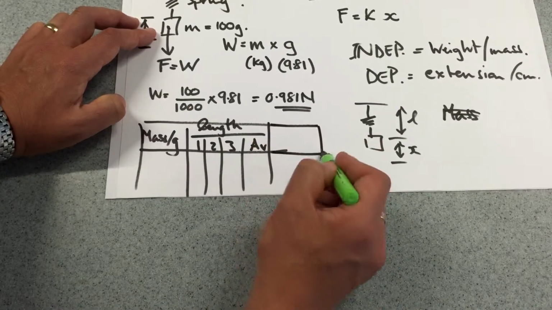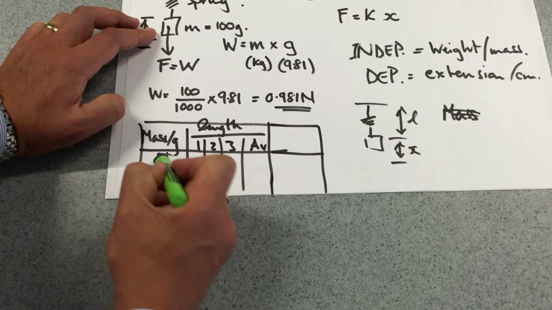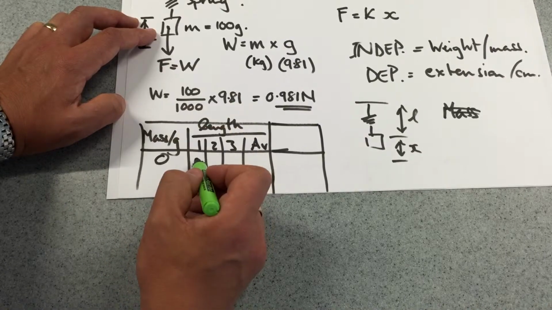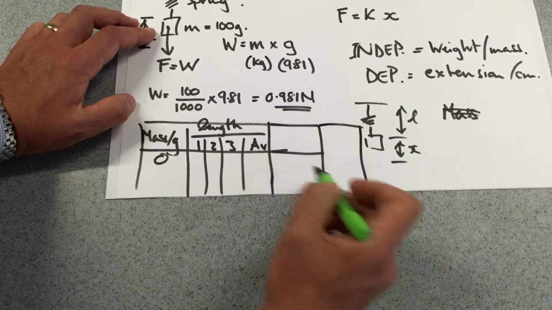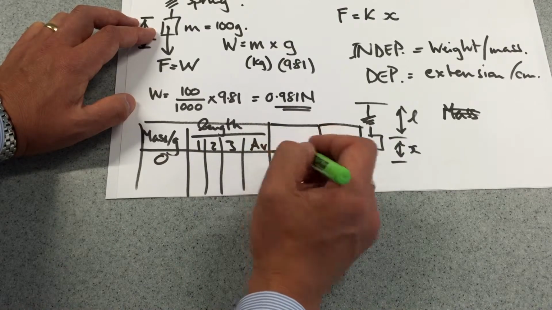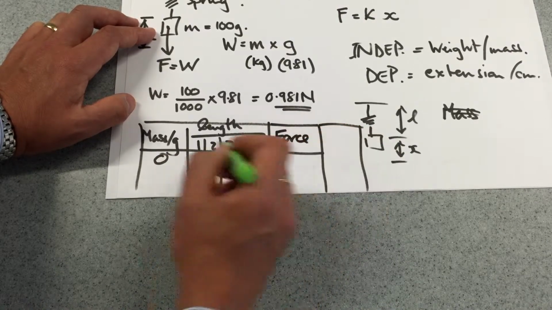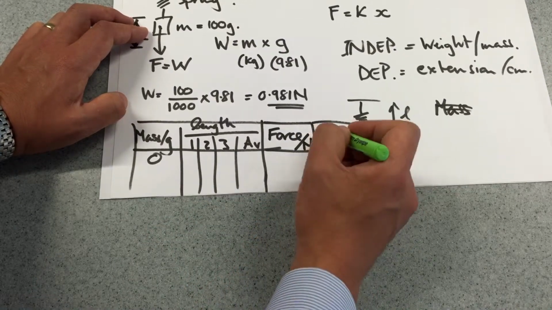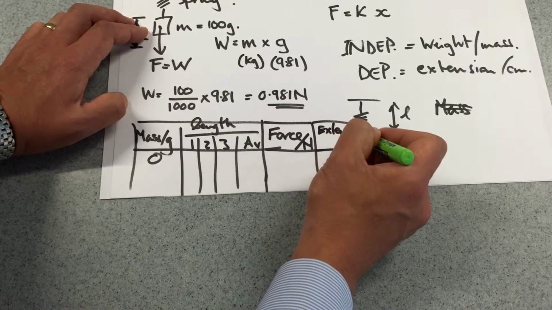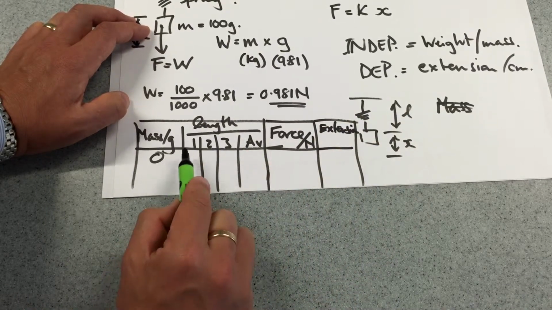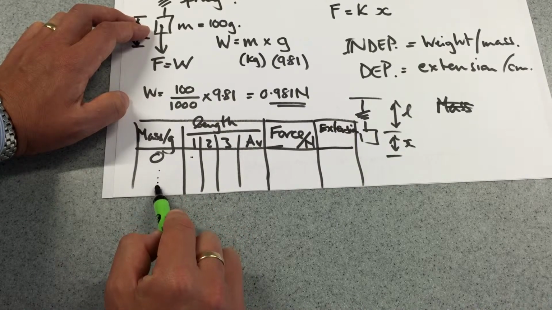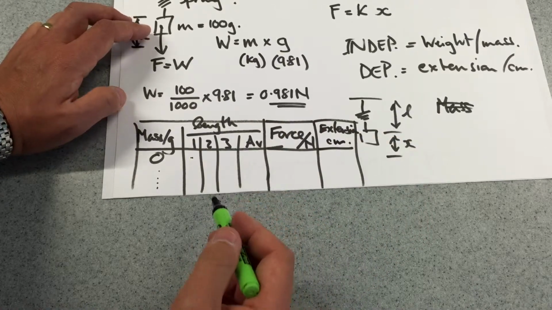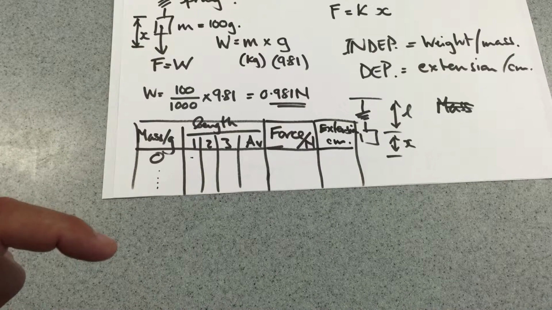But then, we must start with zero mass, and so work out what the length is with zero mass. Then I'm going to work out the force, which the mass exerts, in newtons. Remember how we did that. And then finally, I'm going to work out the extension by taking away this value from each of the subsequent values, in centimeters. So there is the table of results. I'll show you the setup, and then I'll show you a set of results that I've taken.